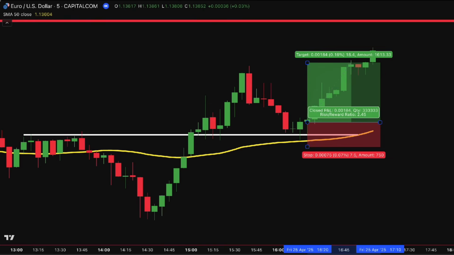The market respected the support, honored the fakey signal, and launched upward, hitting our target perfectly. That's the power of the TLS method: trend, level, signal, executed with precision, guided by logic.